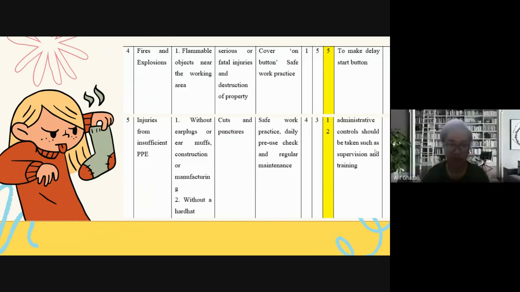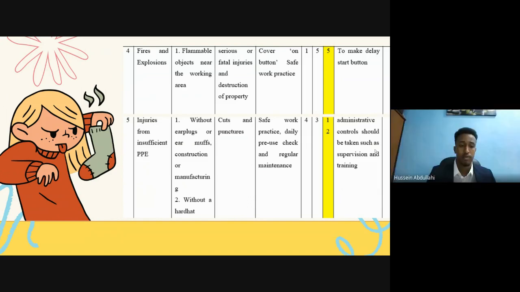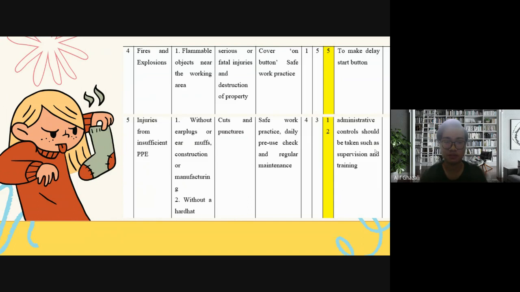Okay, the fifth is injuries from insufficient PPE. The cause, we can say, is working without earplugs or ear muffs in construction or manufacturing, which can cause the hazard, and it can cause cuts and punctures. Then we can say the safe work practice is daily pre-use check and regular maintenance. For the recommendation, administrative control should be taken, such as supervision and training for the employee.